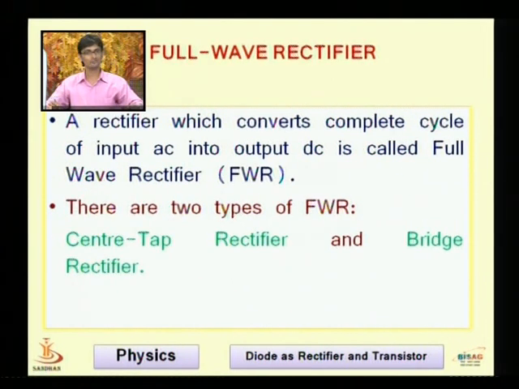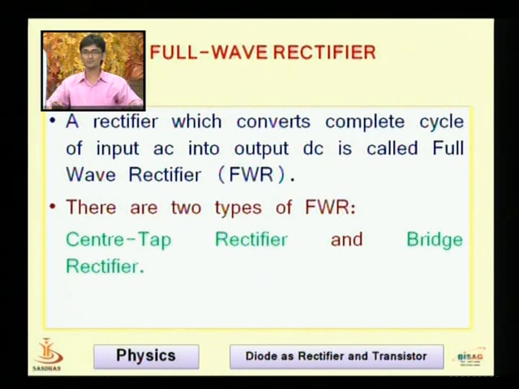Now comes the full wave rectifier. What is the limitation of the half wave rectifier? We get output from 0 to pi, no output from pi to 2 pi, output from 2 pi to 3 pi, and still no output from 3 pi to 4 pi. These are the output waveforms of the half wave rectifier. Now comes the full wave rectifier.